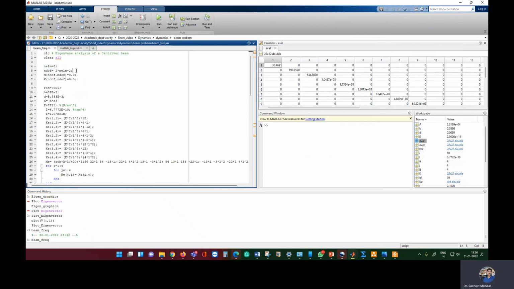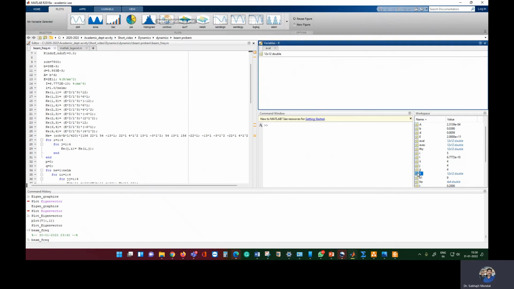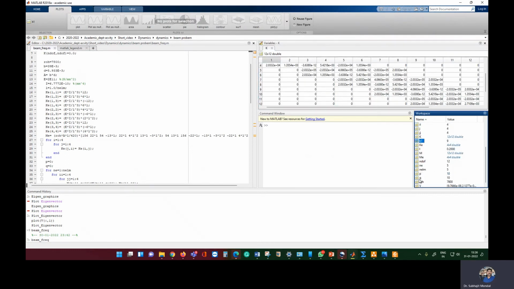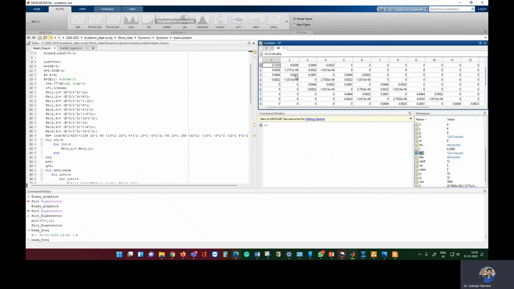So total degree of freedom, how many degrees of freedom are there? Basically 2 into 5 plus 2. If you have 5 elements, the total degree of freedom will be 12 by 12. So if you run it, you will get 12 by 12 size. Here you can see this is your 12 by 12 stiffness matrix size. Similarly, you can have your mass matrix of 12 by 12.